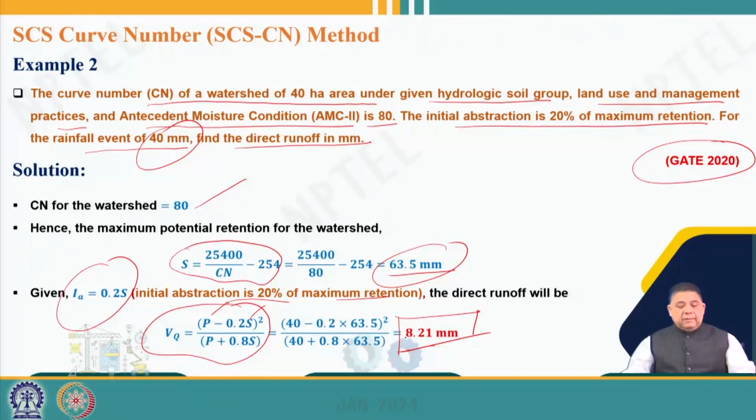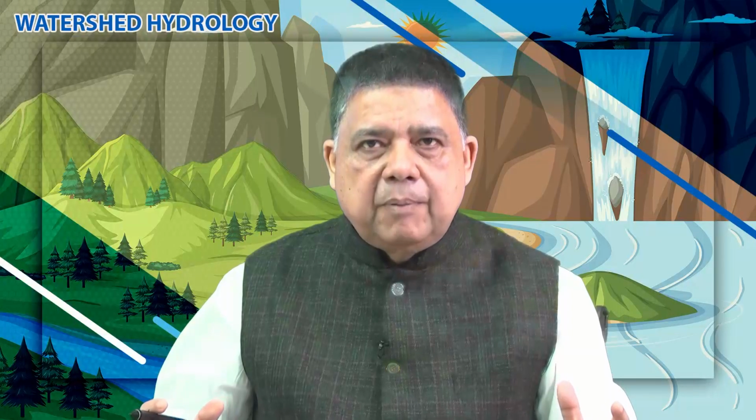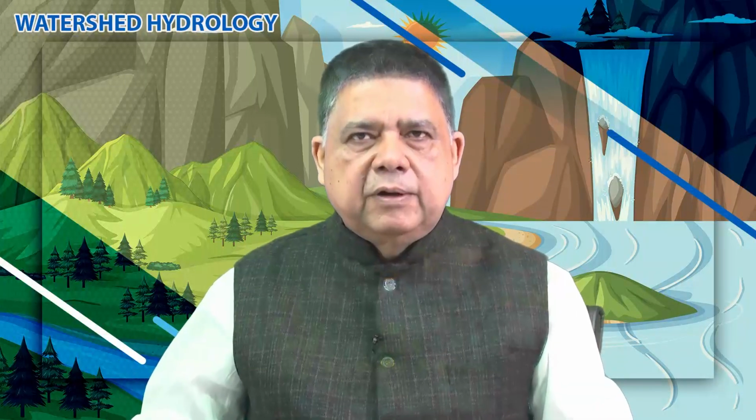So this is what in this lecture we saw, the SCS curve number method, which basically uses the SVL, soil, vegetation and land use complex of a given basin. And of course, we have to use the standard tables and get the curve number from there, and then use the procedure we have discussed. So this is one way of finding out the direct runoff volume from a given basin.